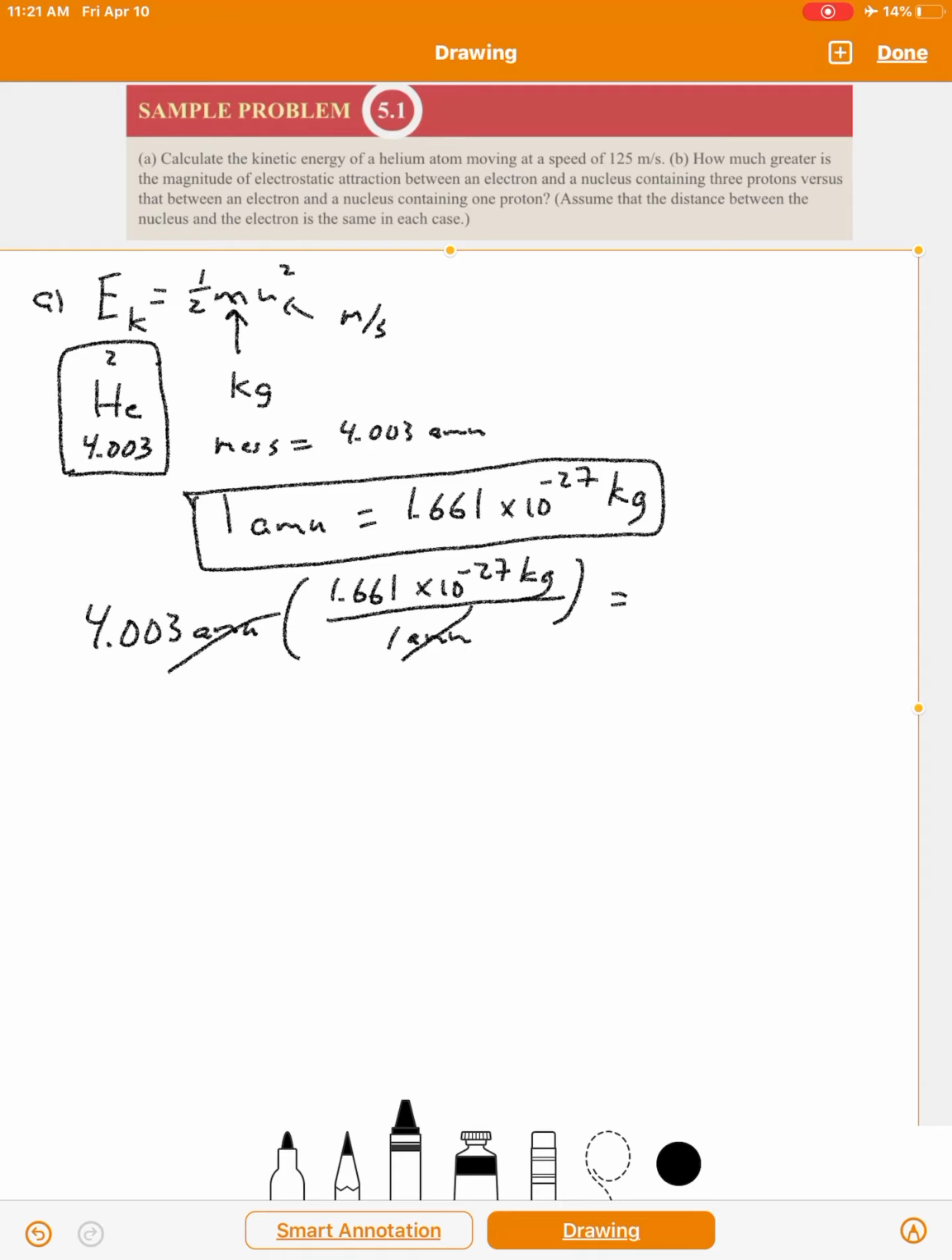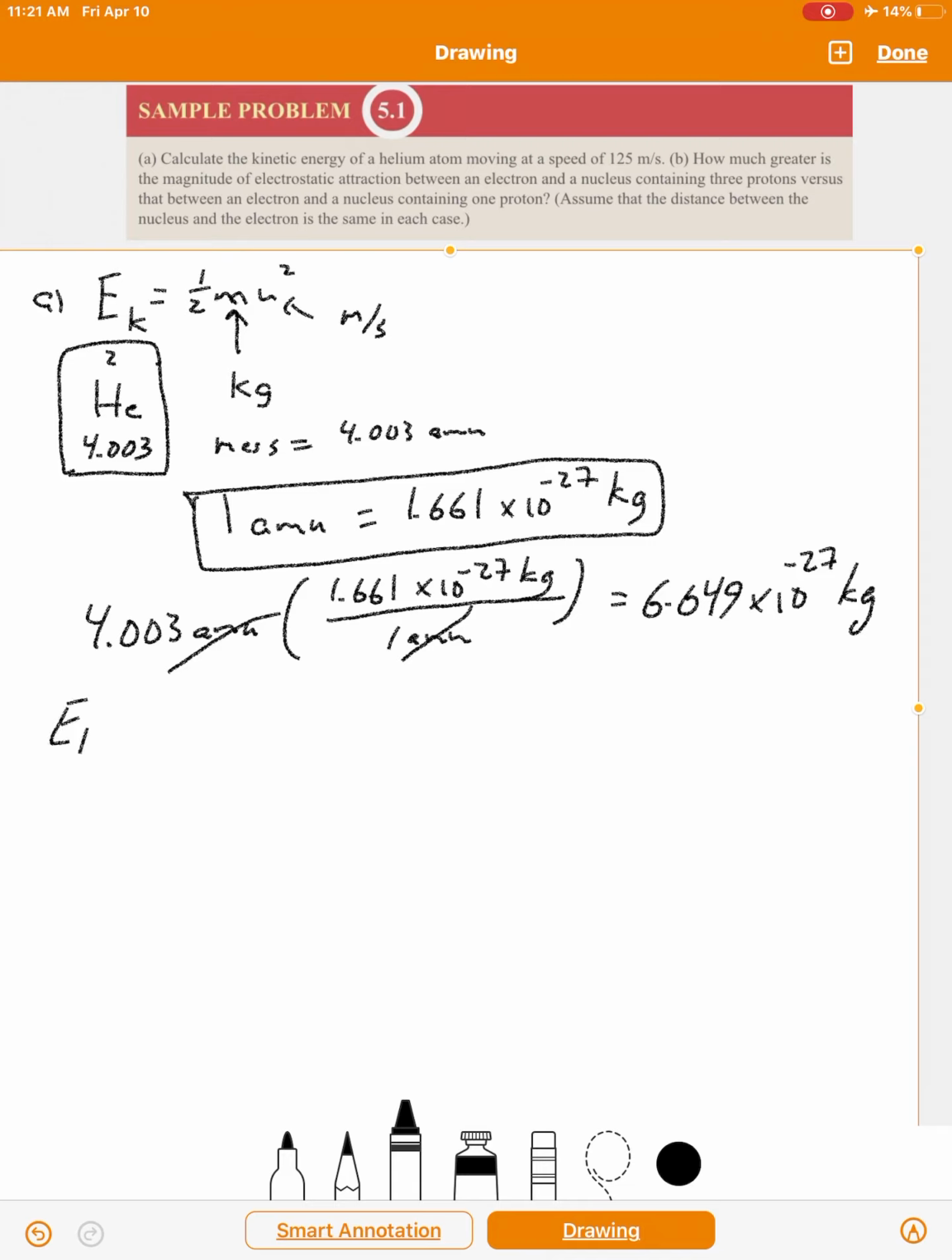So 4.003 times 1.661 times 10 to the minus 27, and you get 6.649 times 10 to the minus 27 kilograms. So there's our mass. So now we can plug that in. The velocity is given in meters per second, so no conversion factor needed there.